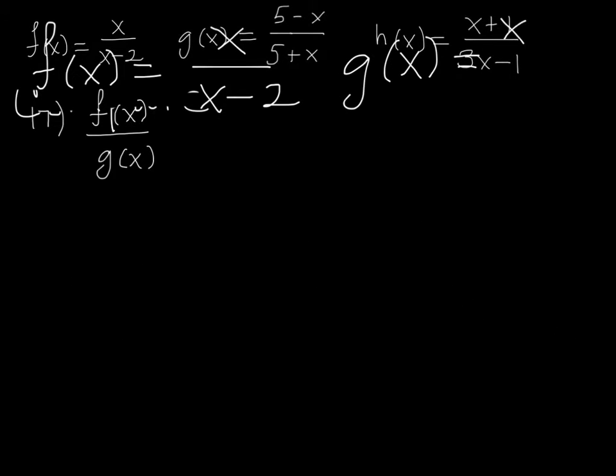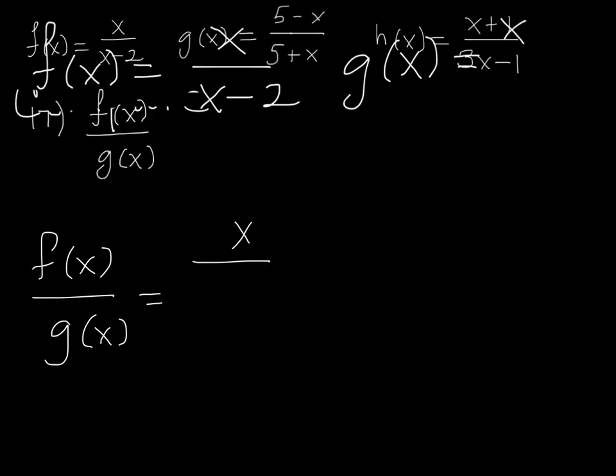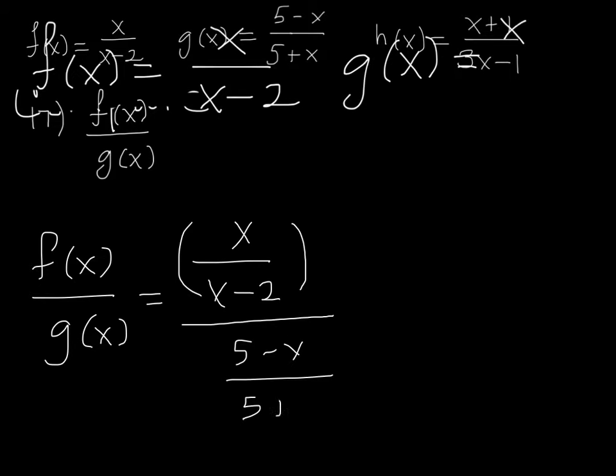For 17, we're going to be taking f of x and dividing it by g of x, which is x over x minus 2, all divided by 5 minus x over 5 plus x.